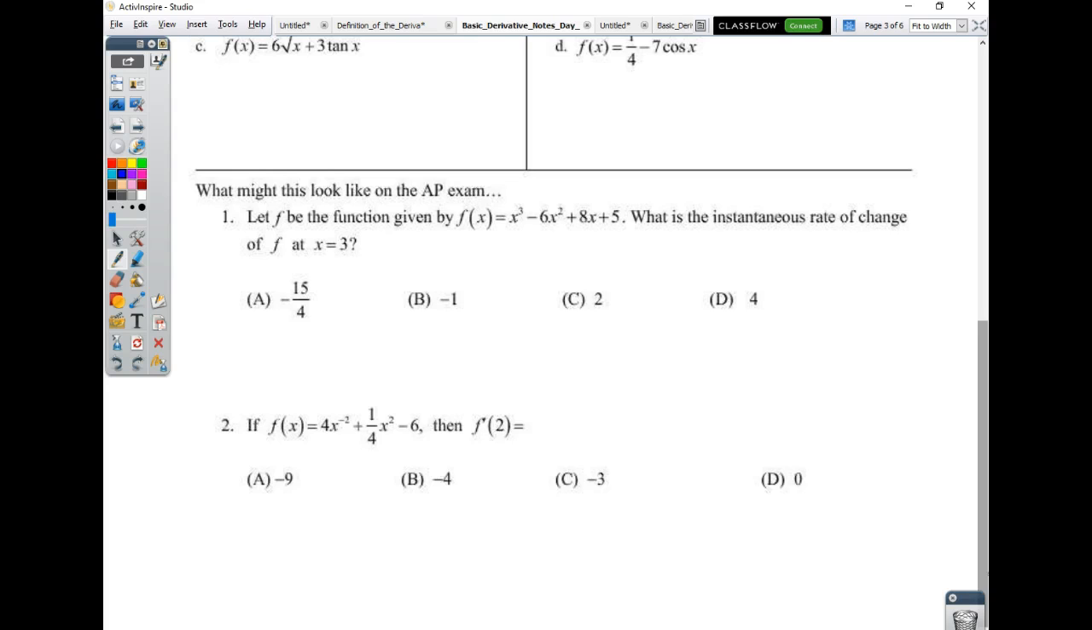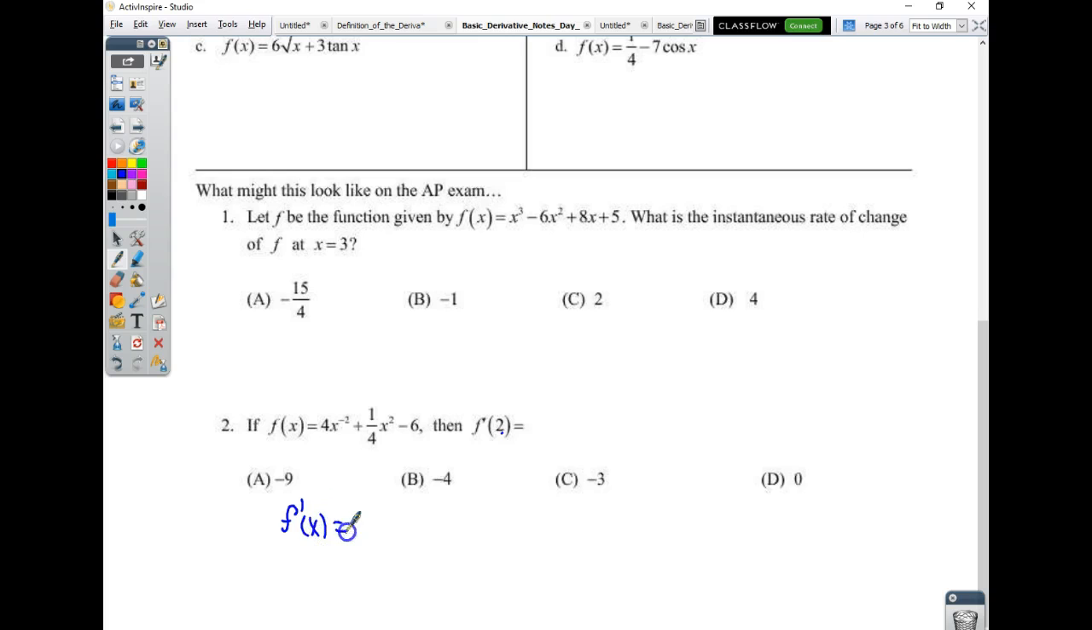What does 2 say? 2 says f of x is this function. And then it says f prime of 2 is equal to, and that's what we have to do. We just have to find f prime of 2. Okay, cool. Let's do that. Well, to find f prime of 2, what do we have to find? We have to find the derivative. So let's find f prime.